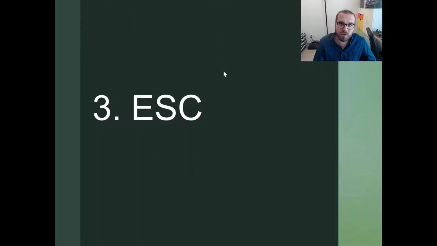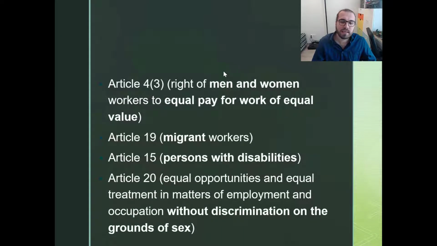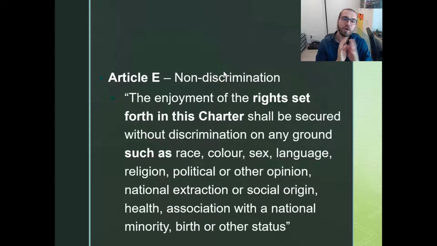Now, as promised, we go to the European Social Charter. The European Social Charter includes a few provisions that are essentially of non-discriminatory nature. There is the right of equal pay for work of equal value, same as we saw in the ILO, and there are also other grounds protected against discrimination, migrant workers, persons with disabilities, and a general article about discrimination based on sex.